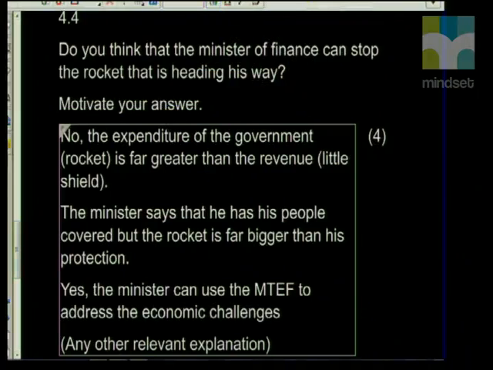So, one, the expenditure of the government, the rocket, is far greater than the revenue. You see, the expenditure is the rocket, and it is far greater than the revenue. The revenue is the shield. The money that the government pulls in from whatever source it uses to bring money to the state revenue, to SARS, is unable to handle all this huge expenditure that has been tabled.